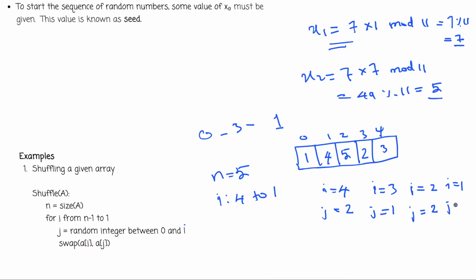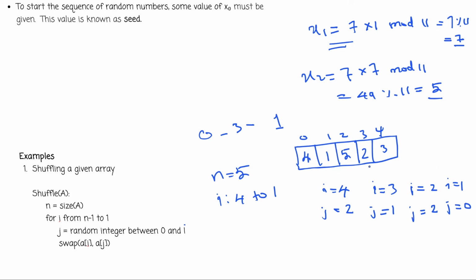Then the j will be between 0 and 1. So I will be generating 0. So you will have to swap the numbers at 1 and 0. So this 4 will be taken to the place of 0 and 1 would be taken to the place of 1. So I'm removing those two numbers and swapping them. So here I will have the number 4. Here I will have the number 1.